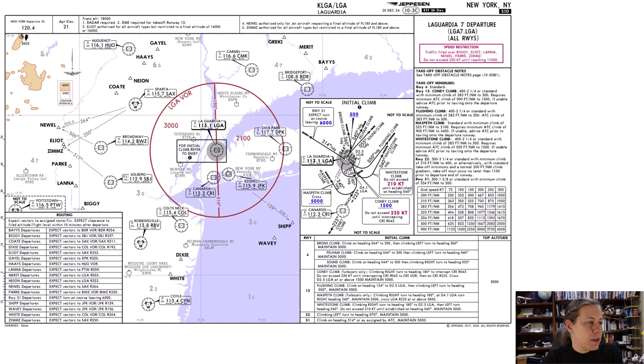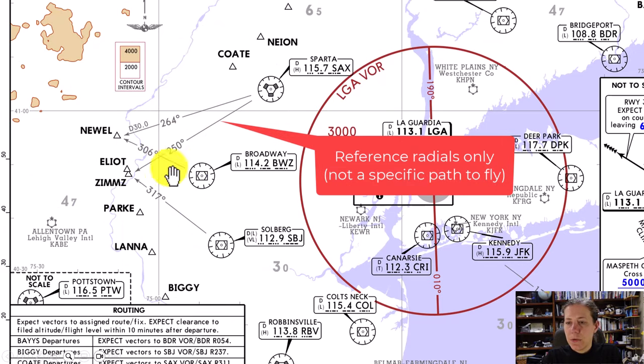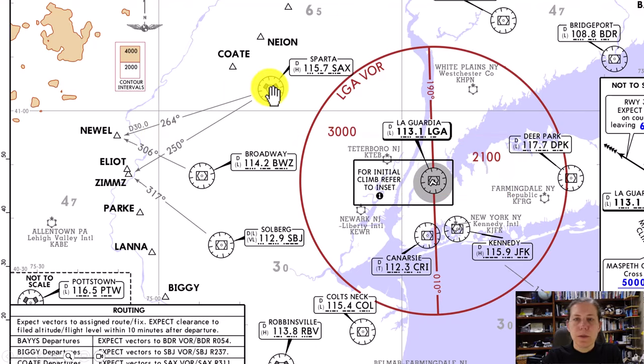And notice also over here, we've got some lines going to various fixes. These are not any kind of a path you would specifically follow. They don't have any MEA. They don't have that information along it. This is just for reference. So you could identify Newell as 30 DME on the 264 degree radial from Sparta VOR.